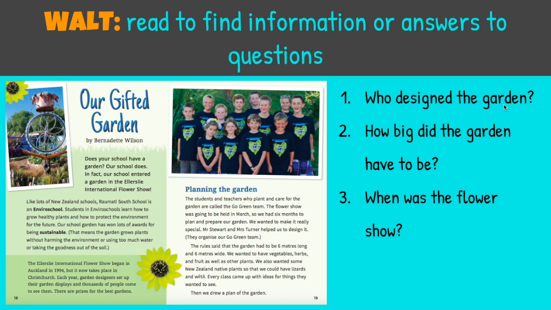So who designed the garden? My answer would be Mr. Stewart and Mrs. Turner. My next question is, how big did the garden have to be? I'm going to keep reading because I know that I didn't read that in this part. And it's in the first sentence here. The rules said that the garden had to be 6 metres long and 6 metres wide. So my answer for this question, how big did the garden have to be, would be 6 metres long and 6 metres wide.